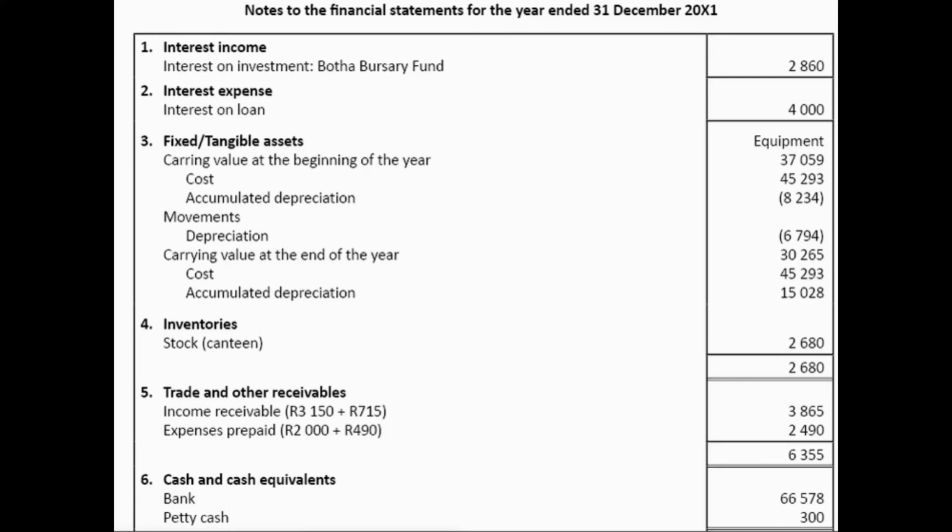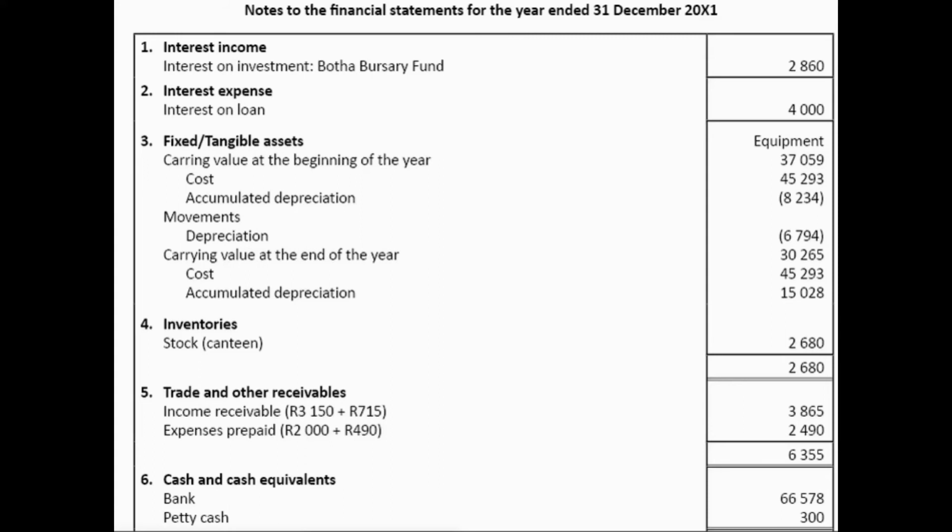At the beginning of the year, the cost was 45,293. You get that from your trial balance. And you also get the accumulated depreciation at the beginning of the year, and that was 8,234. Okay, if you deduct that accumulated depreciation from the cost, you get the carrying value at the beginning of the year of 37,059. Okay, and then the depreciation for the year that you wrote off was 6,794.